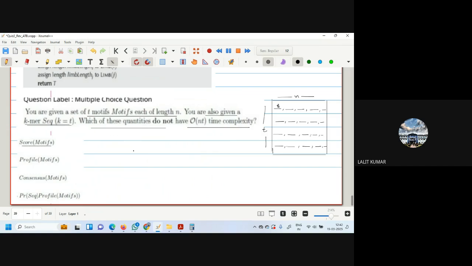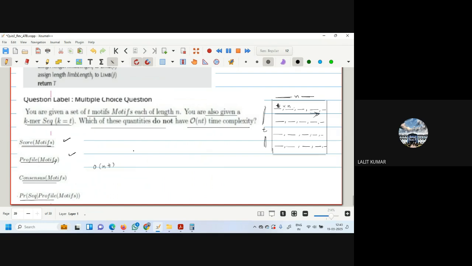So the score of motifs, if we check, we are checking n one by one, and how many are we doing? We are doing T. So this will be O of nT. When we check the scores of the motifs, this will be T into n only. So this will be O of nT. To build the profile of motifs, we have got n and we have got T. This will also be nT. The consensus which is there will also be O of nT.